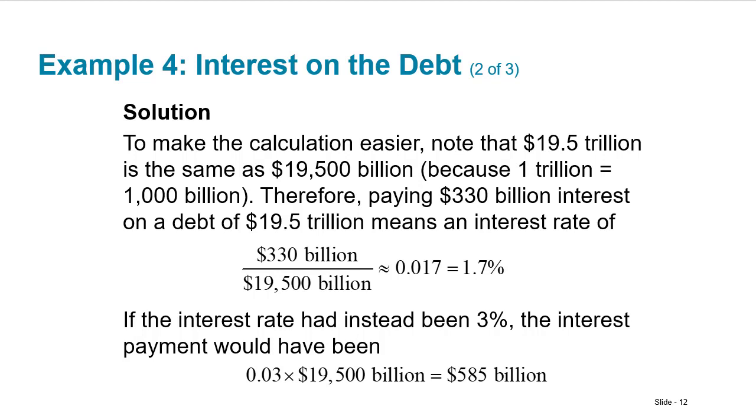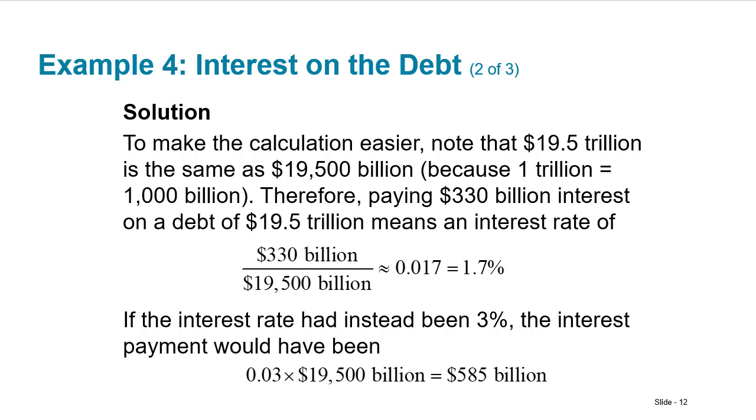So you basically just take that and multiply by 1,000. Therefore, paying 330 billion interest on a debt of 19.5 trillion really means 330 billion over 19,500 billion, and you can basically get rid of the billions, and it's like paying $330 for $19,500, which works out to 1.7%, which is really super low. For a loan, most people pay a lot more than 1.7% for money they've borrowed.